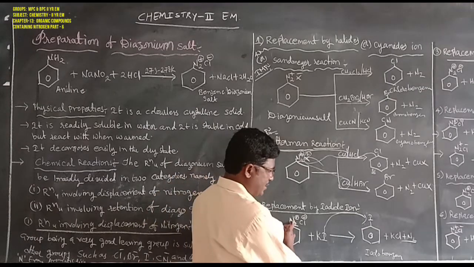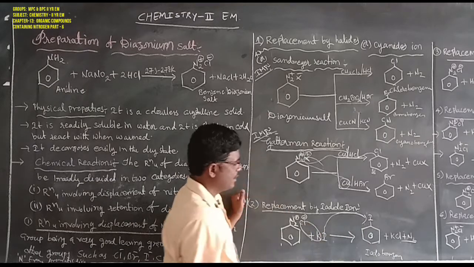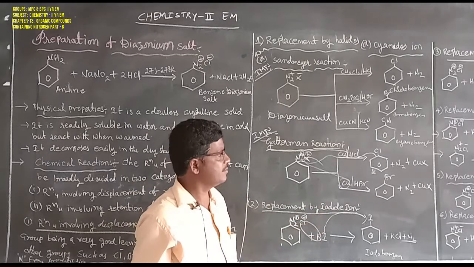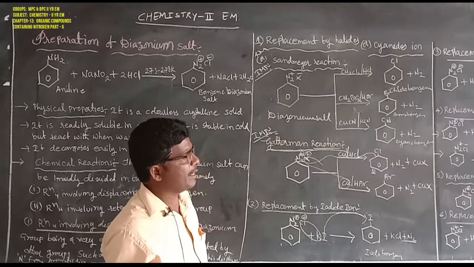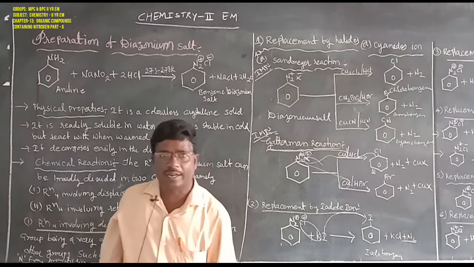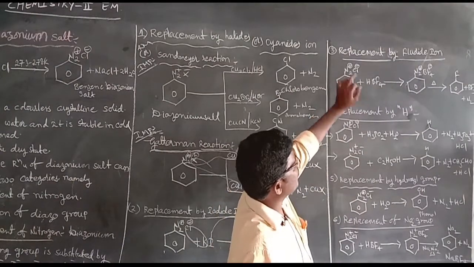Next one, removal of N2 plus K plus Cl, KCl, potassium chloride is formed. That is the replacement by the iodide ion. Next, another one, replacement of the fluoride ions. Next one, replacement by the fluoride ion.